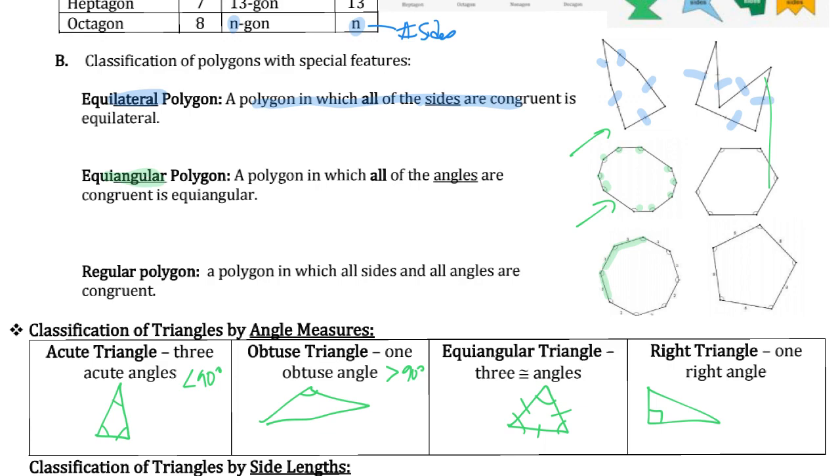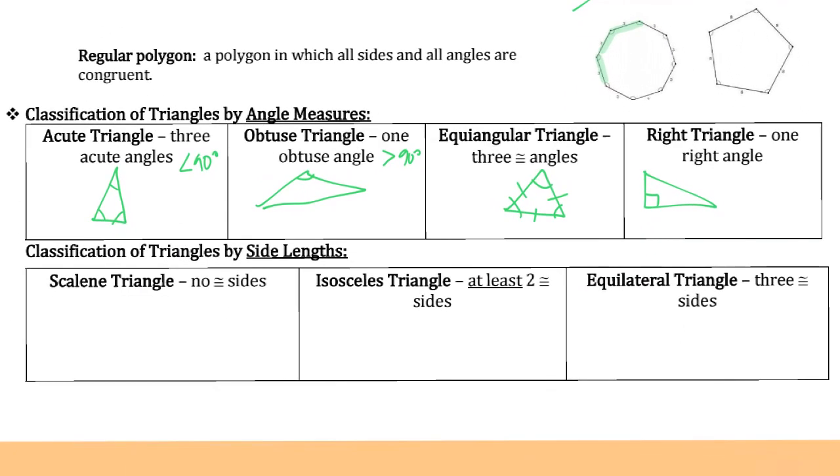So we can give triangles names based on their angles. We can also give them names based on the number of sides. If a triangle has three different sides of three different lengths, we call it scalene. None of the sides are congruent to each other.